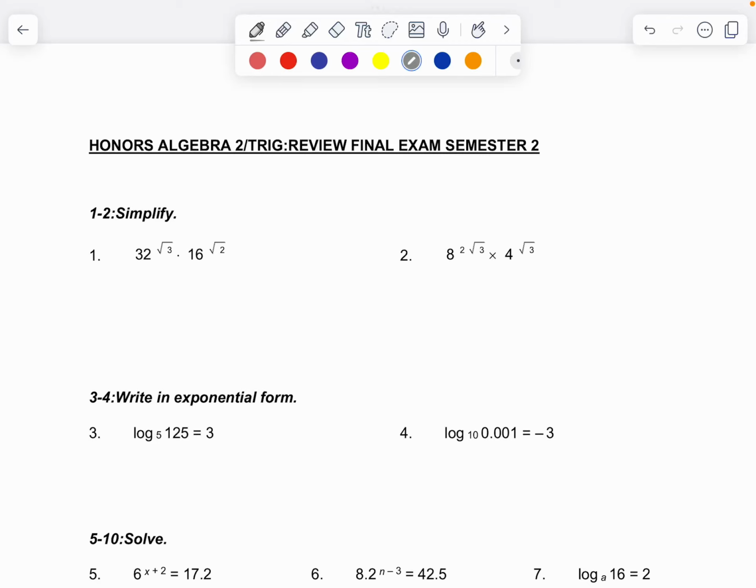Hello everyone. So this is the video for number 1 through 23 on your final review for semester 2. Okay, so on number 1, the goal of this problem is to get your bases to be equal.